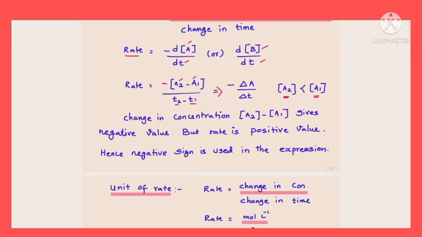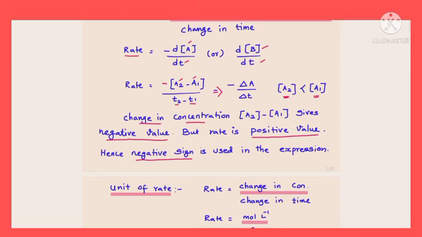So the change in concentration, A2 minus A1, gives a negative value, because A2 is smaller and A1 is larger. But rate is always a positive value, hence we are using a negative sign. I have just explained why, when we express rate in terms of reactant, we use a negative sign.